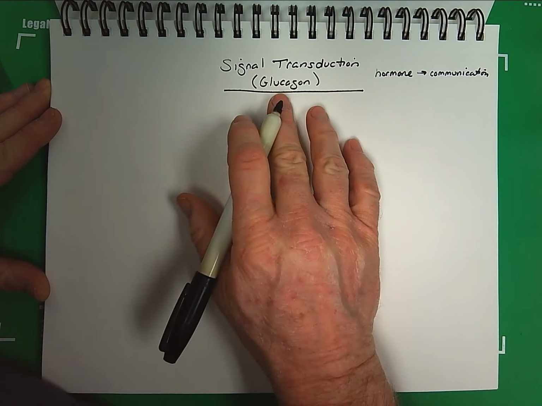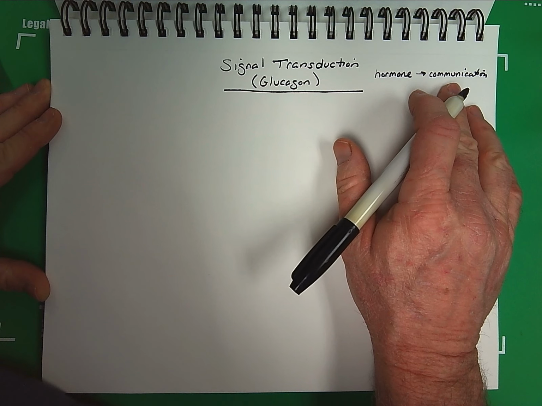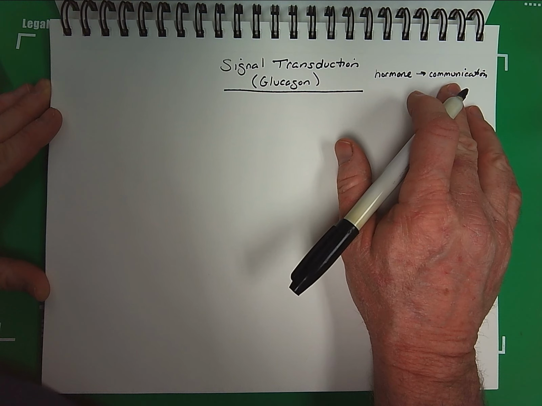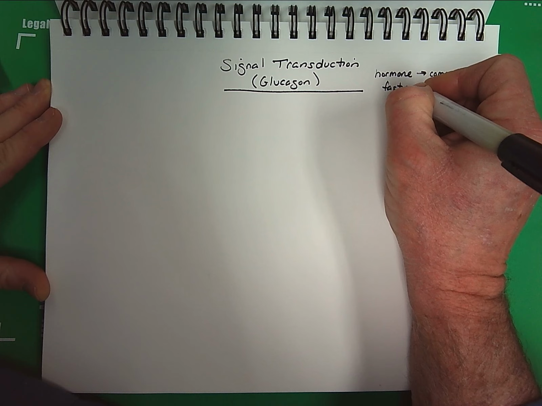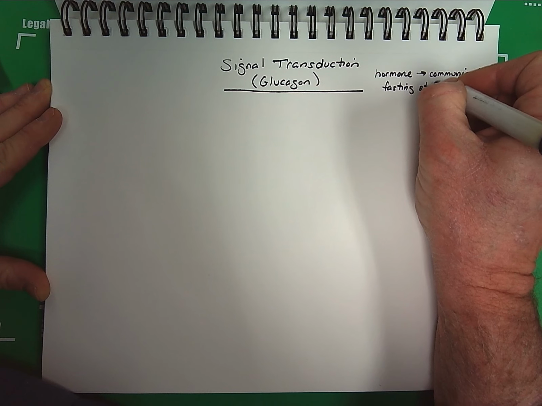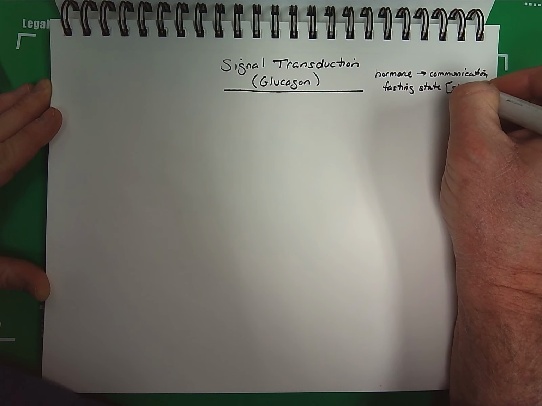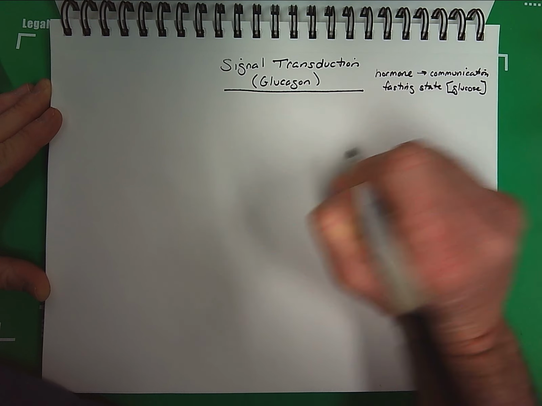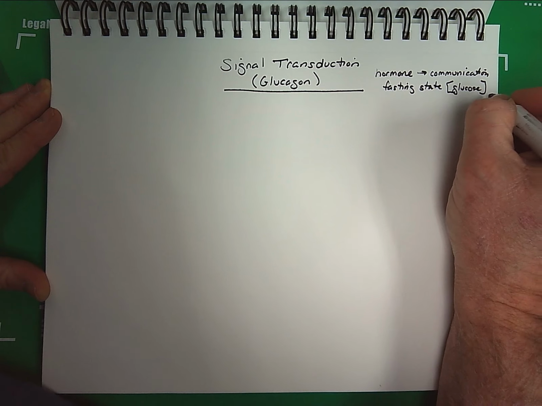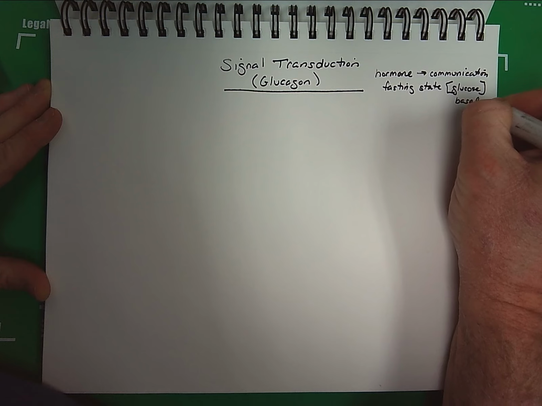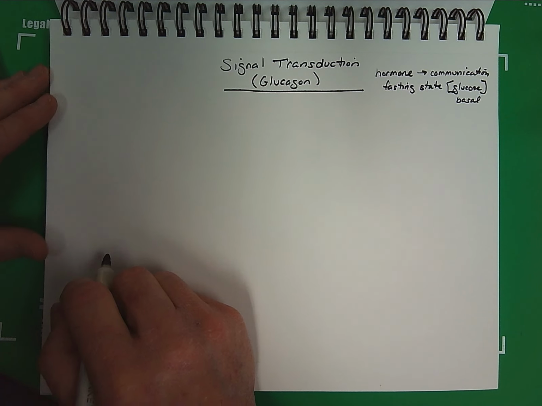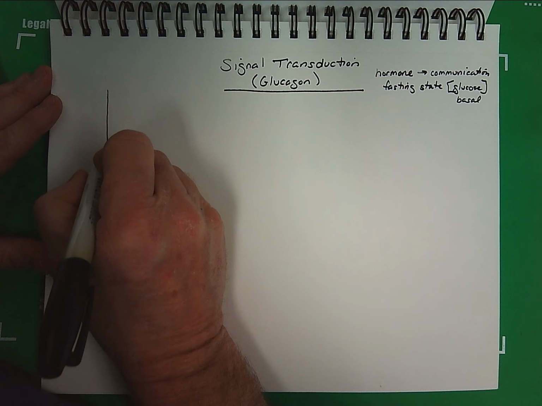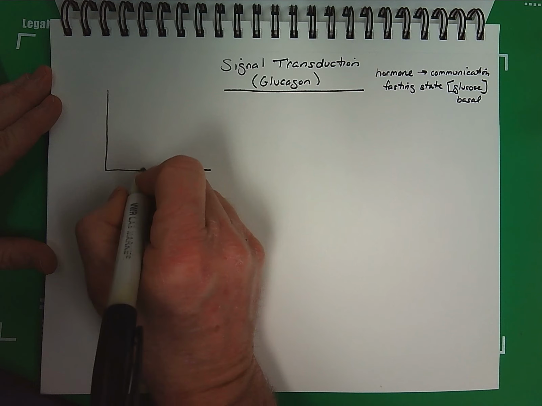Now, we saw insulin was able to communicate to cells that we are in a fed state, which means high glucose. Glucagon, on the other hand, is communicating that we are in a fasting state. This means that our glucose concentration in our blood has returned to basal levels. They are not elevated like they were in the fed state. Now, what does this look like? Well, let's take a look at a graph like we did for insulin.